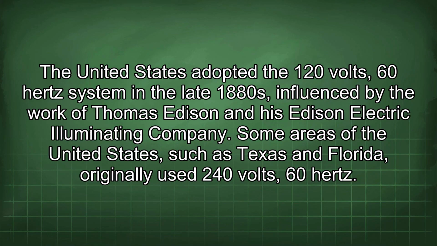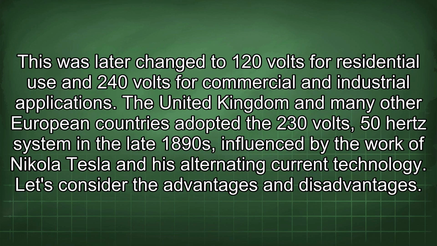The United States adopted the 120 volts, 60 Hz system in the late 1880s, influenced by the work of Thomas Edison and his Edison Electric Illuminating Company. Some areas of the United States, such as Texas and Florida, originally used 240 volts, 60 Hz. This was later changed to 120 volts for residential use and 240 volts for commercial and industrial applications.